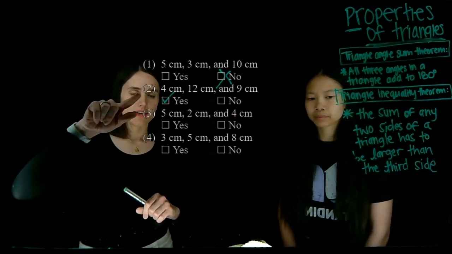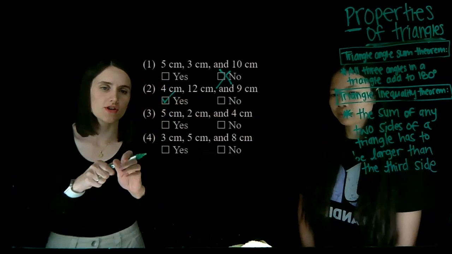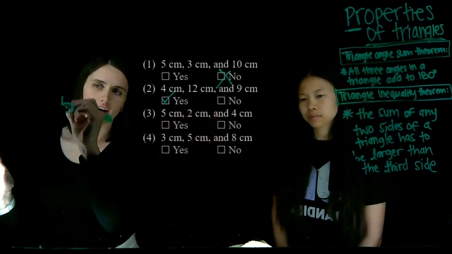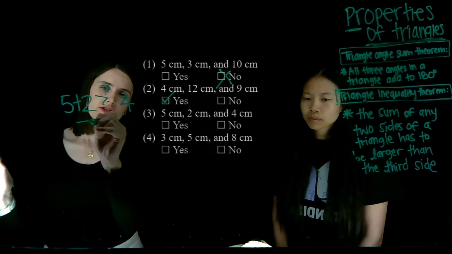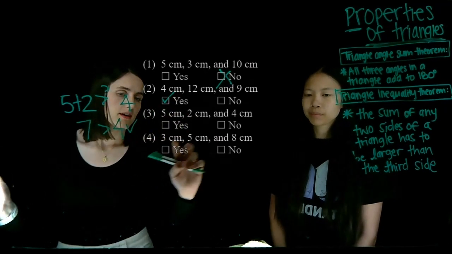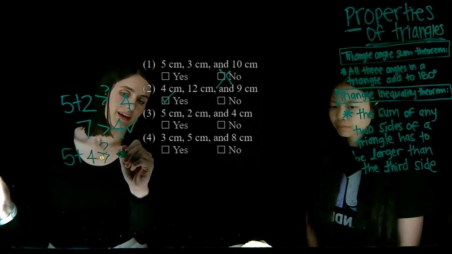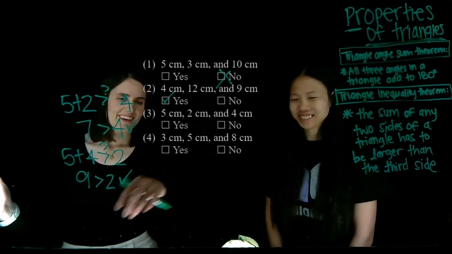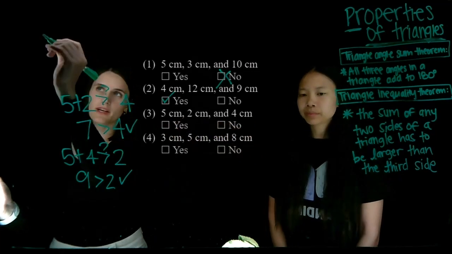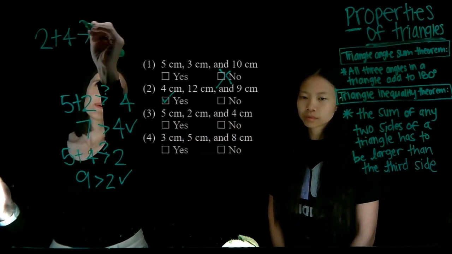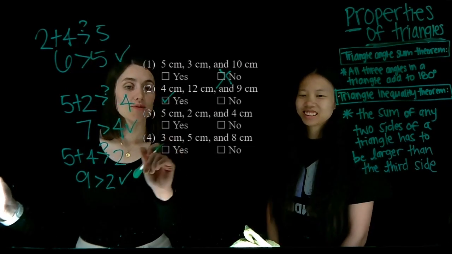Let's take a look at number 3. We have side lengths 5, 2, and 4. So let's try adding together the first two. 5 plus 2, is that bigger than 4? Well, yes, because 5 plus 2 is 7, which is bigger than 4, so that works. Okay, let's try 5 and 4. 5 plus 4, is that bigger than 2? 9, which is greater than 2. Okay, let's check the last set of sides. We want to check 2 and 4 and see if that's bigger than 5. So 2 plus 4, is that bigger than 5? 2 plus 4 is 6, which is greater than 5. So this one would be a valid triangle.